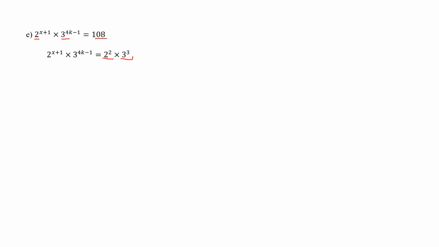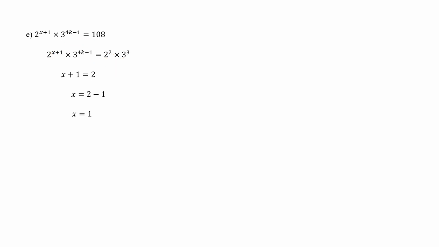Now, since we have 2 appearing on both sides of the equation, we are going to get the power and then equate it to the power of 2 in the next step. That is, x plus 1 is equal to 2. Then I take the other side of the equation to have x is equal to 2 minus 1. Then finally we get the value of x as 1.